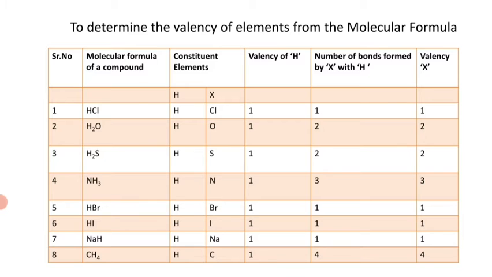NH3 has three chemical bonds. HBr, HI, NaH have one chemical bond. CH4 has four chemical bonds.